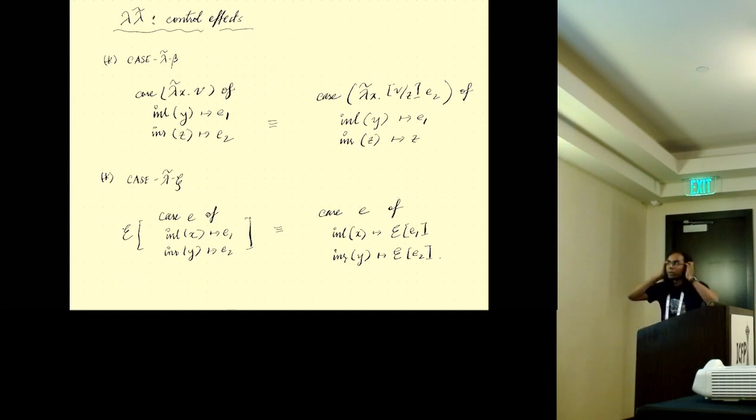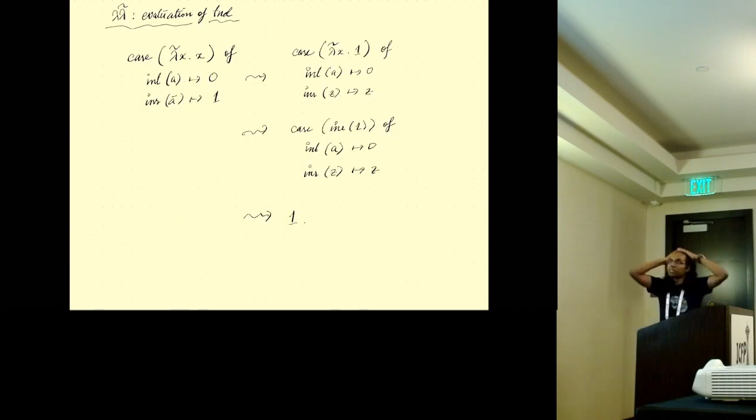So there are 2 more equations for lambda bar, which describe the speculative nature of these sums, which is like when you case on a speculative sum, it's going to speculatively evaluate the right-hand side. Okay, so I'll show an example.